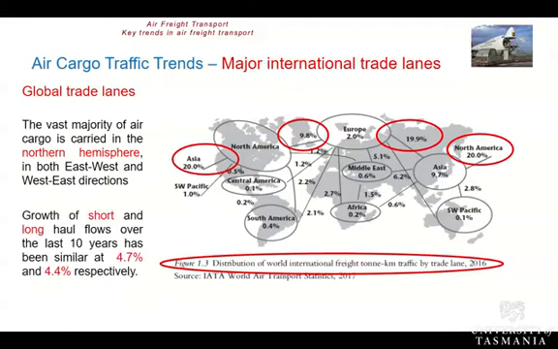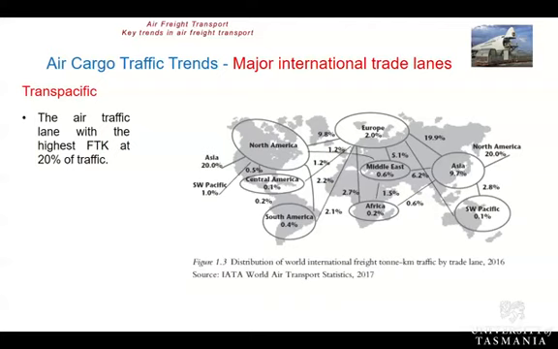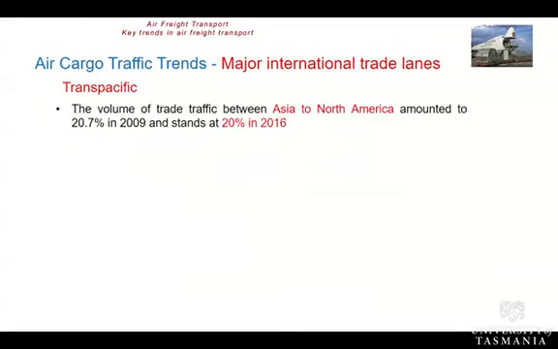In terms of growth of those particular trade lanes, whether it's short haul or long haul, it's been pretty similar, around about 4.7, 4.4 respectively. Now, I want to look at each of those trade lanes. Each trade lane has some characteristics that are different from other trade lanes. The first one I wanted to look at is the first one I mentioned, which has the highest freight tonnes per kilometre that we can see there.